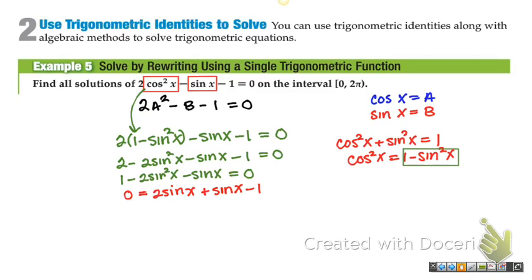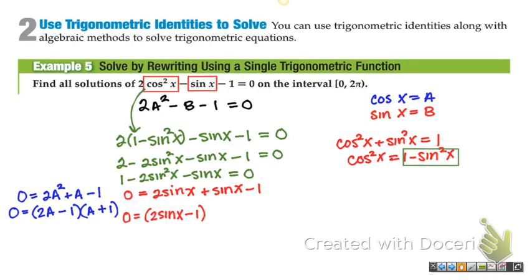Okay, so now I have to factor this. If you're not very good at factoring, it might be easier to think of this as 0 equals 2a squared plus a minus 1. Right? This would be 2a minus 1, a plus 1. There's the 2a squared, and then 2a and minus 1, if I FOILed that out. So coming back to my original problem, this is going to become 2 sine x minus 1. Oops, sorry, that's a square. And sine x plus 1.